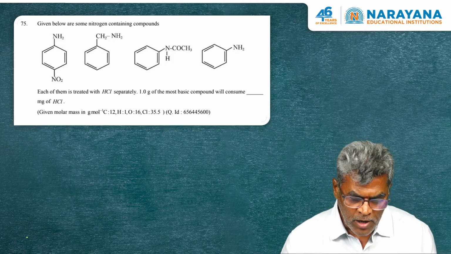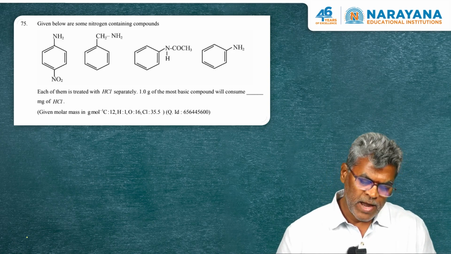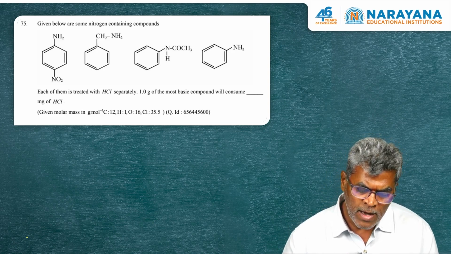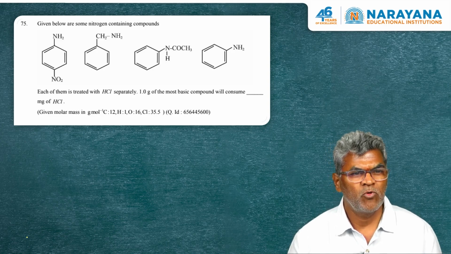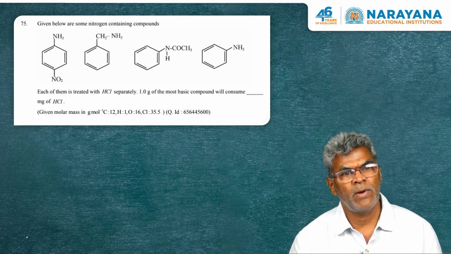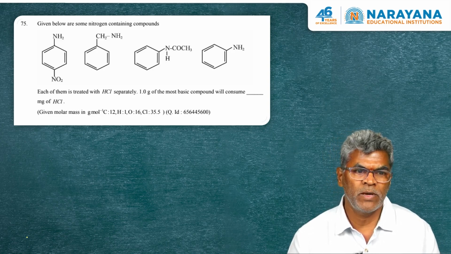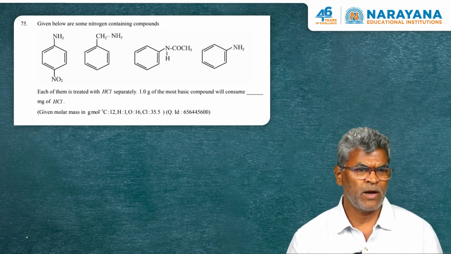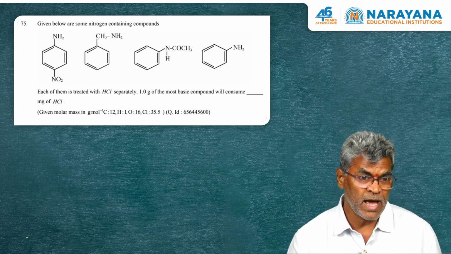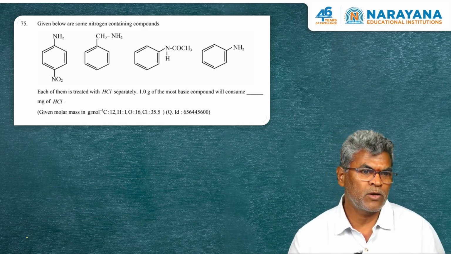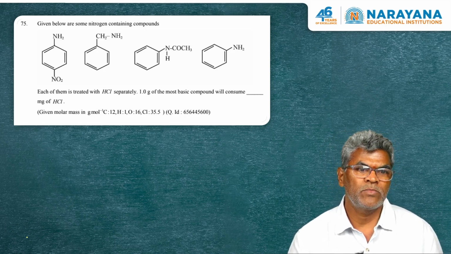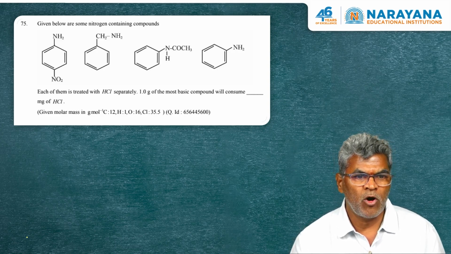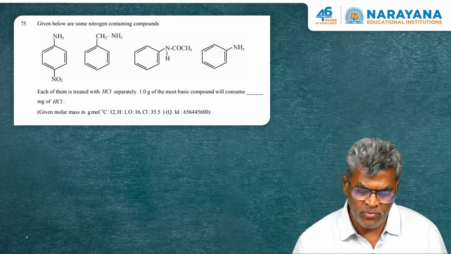Next, among these given options 75, most basic, remaining all are aromatic amines, but only second one is aliphatic amine. Aliphatic amines are more basic than aromatic amines. Since aliphatic amines are more basic, that will react with HCl. The question is that only, each of them treated with HCl, the most basic compound will consume how many milligrams? 1 gram of that compound.